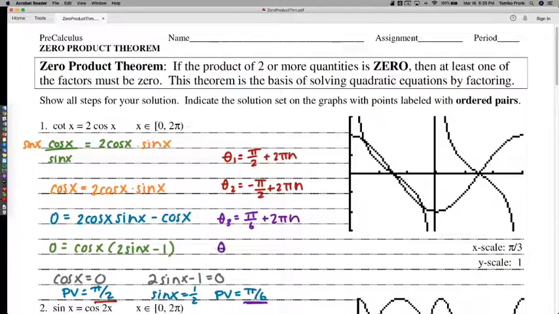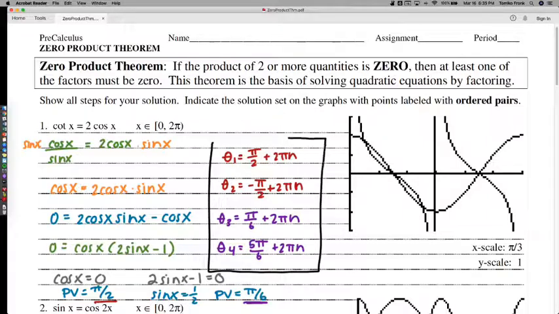And then the fourth equation, remember for sine, it's pi minus the principal value. So this is going to be pi minus pi over 6, so that's going to give us 5 pi over 6 plus 2 pi n. So those together are the final general solution equations for this equation.